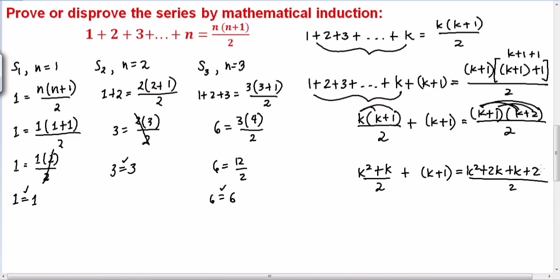Hindi nyo pwede i-cancel yan, ha? Katulad ng ginawa natin dito. Dito nakapag-cancel tayo, guys. Kasi multiplication lang naman yan. But in this case, addition to, yan. Hindi nyo pwede i-cancel yan, ha? So, nagka-cancel lang tayo kapag multiplication yung operation nung nasa taas. Okay? So, simplify lang natin to. Kailangan mag-equal yan. So, k plus 1, ayan, is equal to, so ito pagsasamahin natin, this should be equal to 3k, di ba? Kasi 2k plus 1k, so 3k plus 2, all over 2.